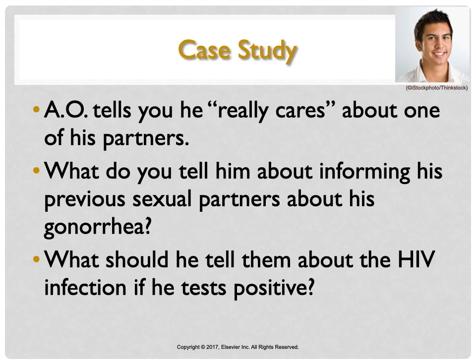So AO tells you that he really cares about one of his partners. What do you tell him about informing his previous sexual partners about his gonorrhea? And what should he tell them about the HIV infection if he tests positive? So think about that.